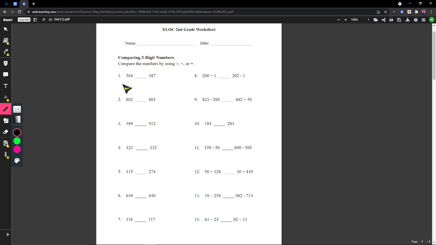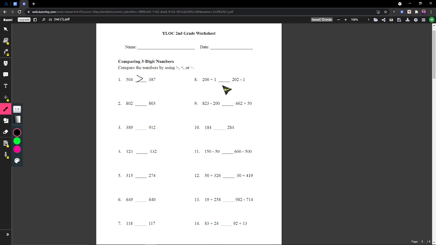For number 1, it's 504 blank 387. So obviously we can tell right away that 504 is not equal to 387, and we know that 504 is also not less than 387, so you would have to write greater than.